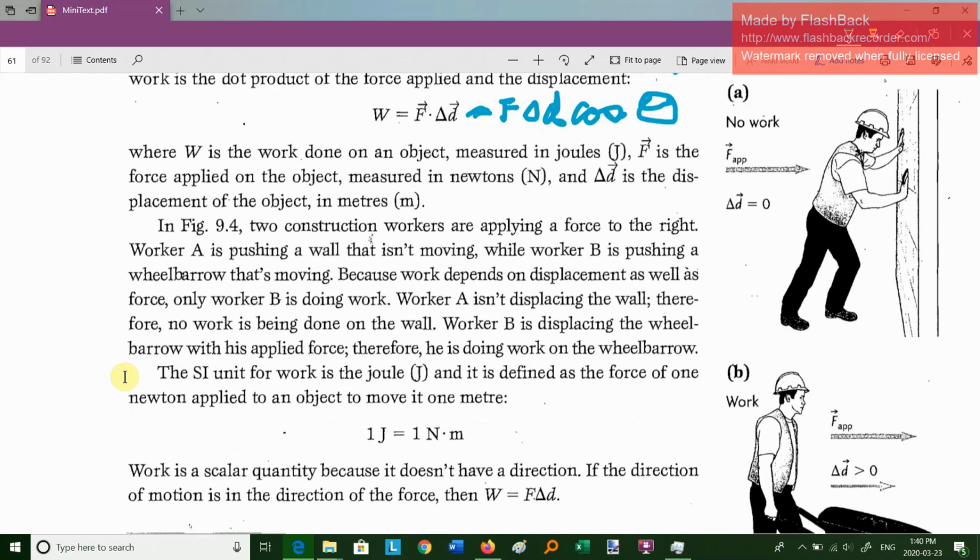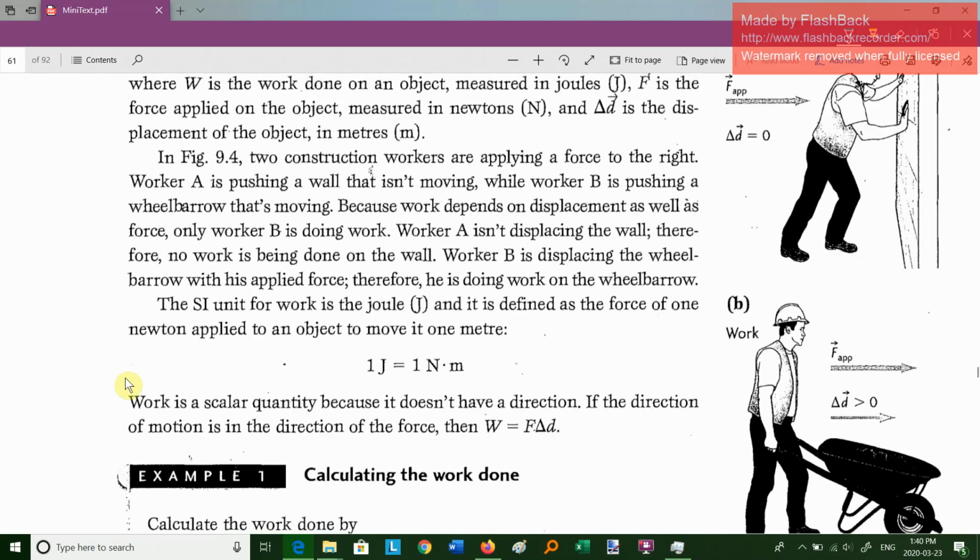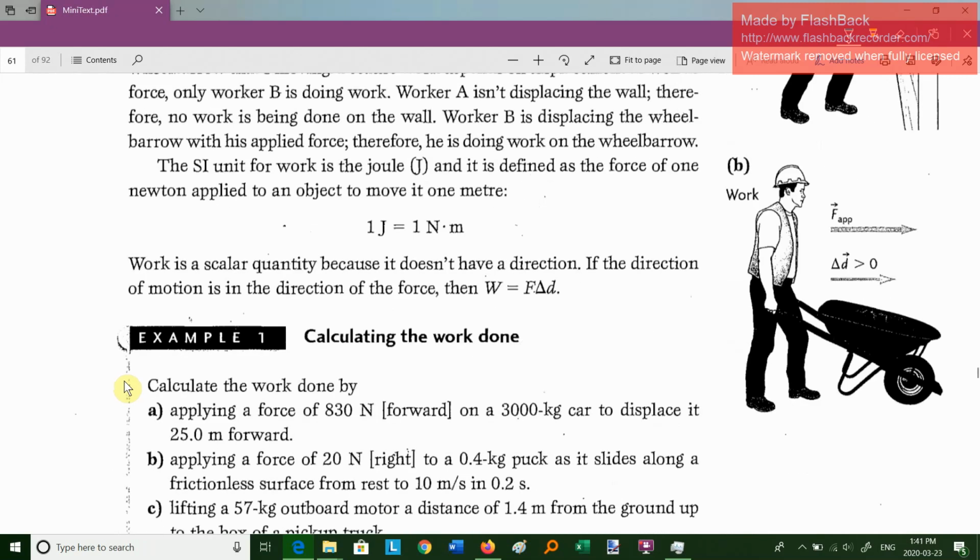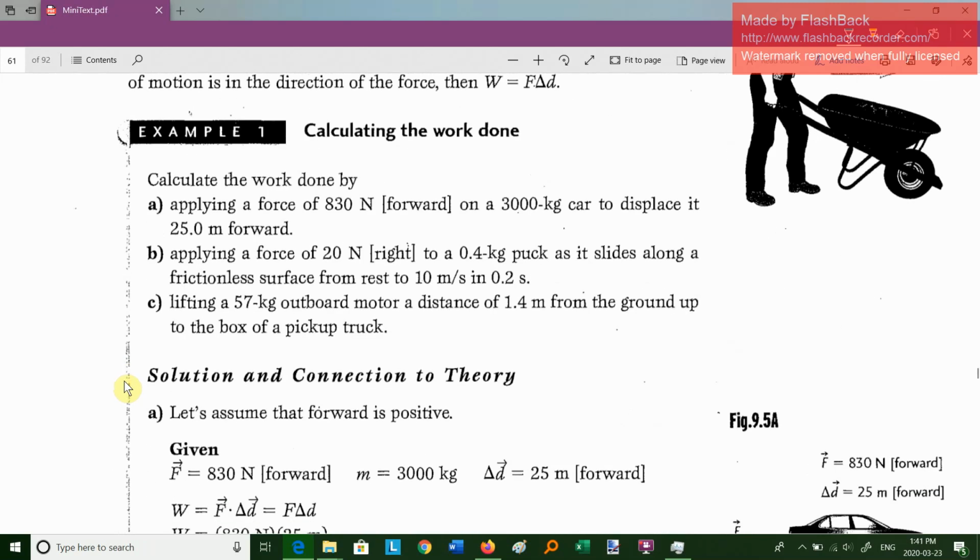So we have here some construction workers. In the right-hand side on figure 9.4, worker A is pushing a wall that isn't moving, while worker B is pushing a wheelbarrow that is moving. So work depends on displacement as well as force, so only worker B is doing work. Worker A isn't displacing the wall, therefore no mechanical work is done. No work is being done on the wall if the wall is not going to move. But worker B is moving the wheelbarrow forward, so the product of the applied force and the displacement gives me the work.